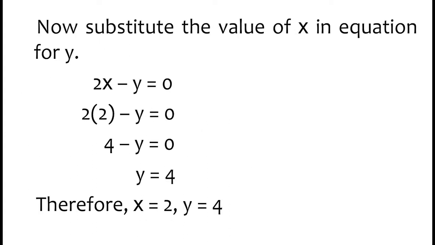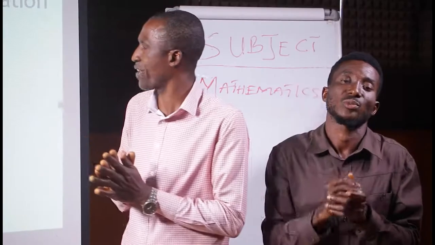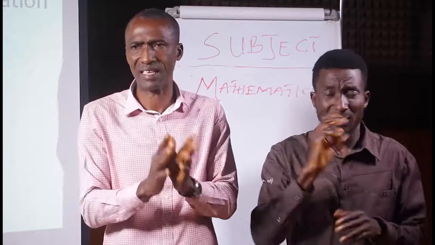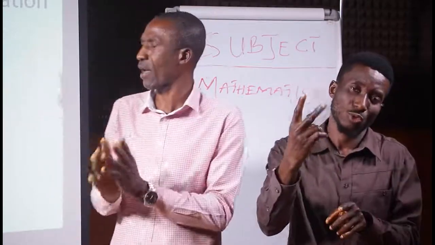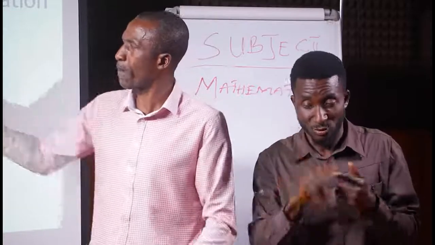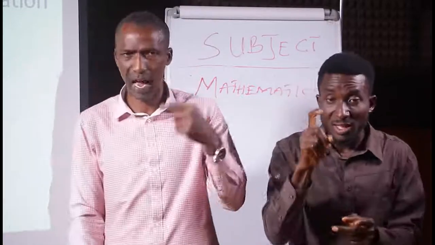Now, substitute the value of x in equation 1 for what? For y. And the equation is 2x minus y equals 0. Don't forget, our x is calculated as 2. We got the value of x to be what? 2. So in place of x in this equation, we are going to write 2.